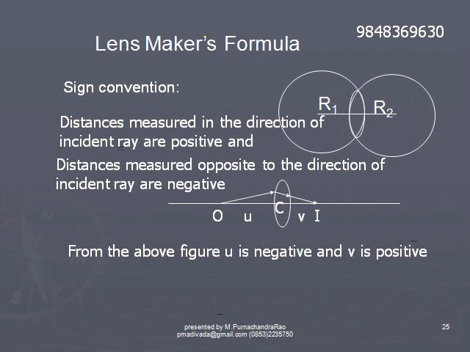Distances situated along the direction of incident ray are taken as positive. Distances situated opposite to the direction of incident ray are taken as negative.